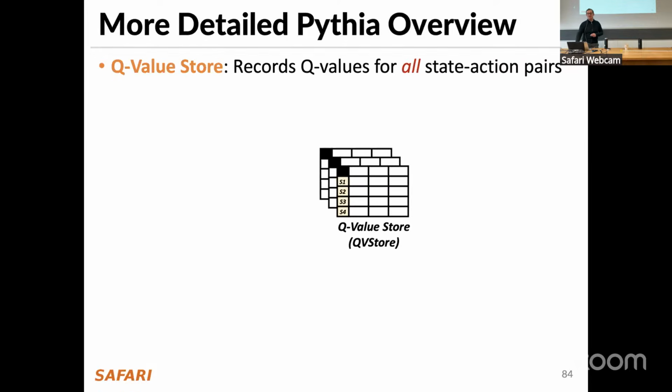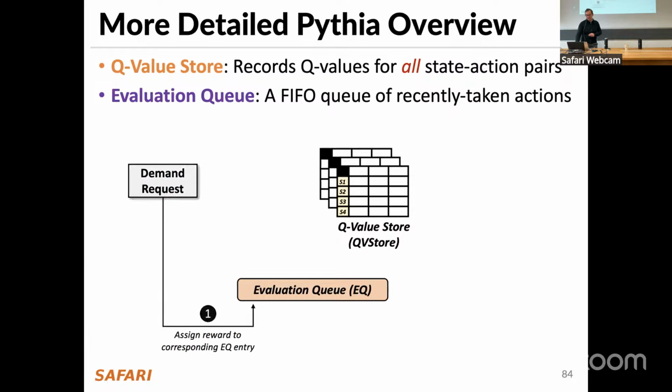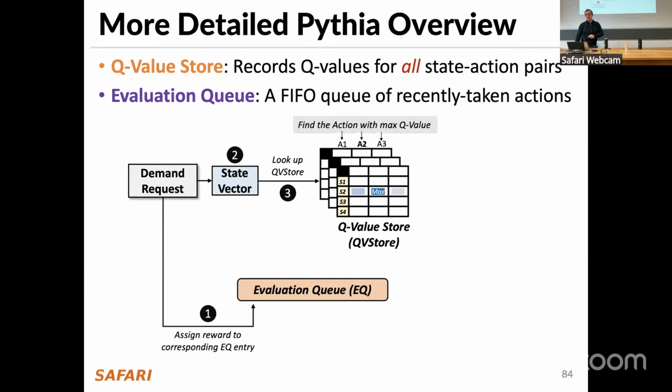I'll go through this relatively quickly, but essentially, it's a table-based mechanism. You record all Q values for state action pairs. And there's an evaluation queue of recently taken actions so that you can evaluate whether a prefetch is used or not used, for example. A demand request comes, you assign a reward to a corresponding evaluation queue entry. And then you generate a state vector based on what your state is. And then you look up the Q value store. And then you figure out which action has the maximum Q value.